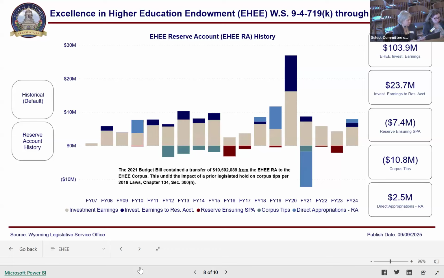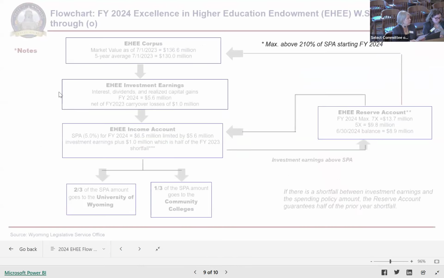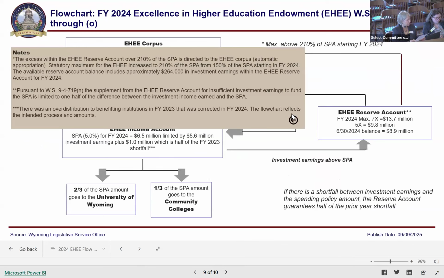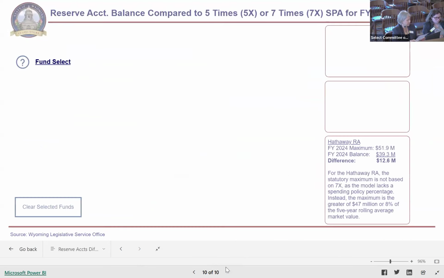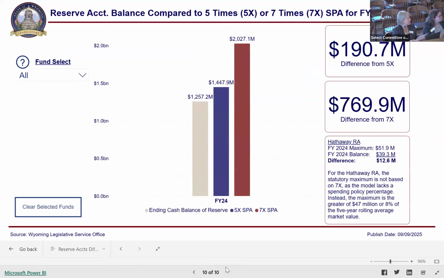Okay, so now we've got the flow chart for the Excellence in Higher Ed. And then moving on, this is our final chart, and it is the reserve account balances compared to the 5X or the 7X. And this is at the end of fiscal year 24. Again, all of this is soon to be updated in October when spending policy results for fiscal year 25 are finalized. By clicking on the drop down, you can select the funds with the percent spending policy amounts. And right now, all of them are selected because that's the default.